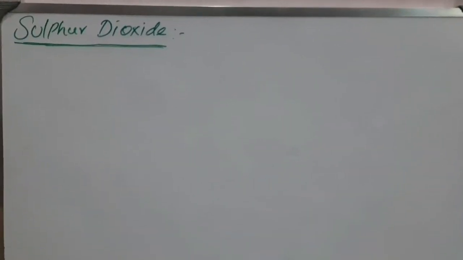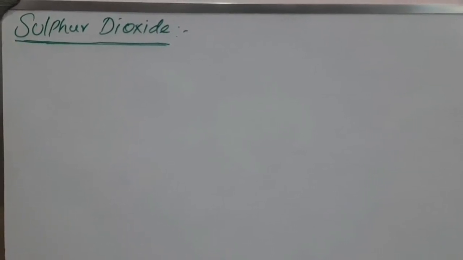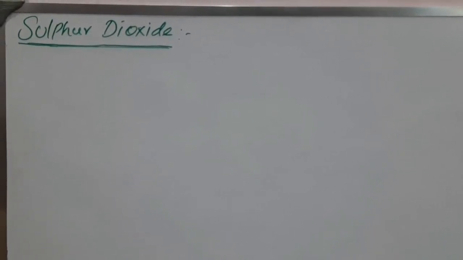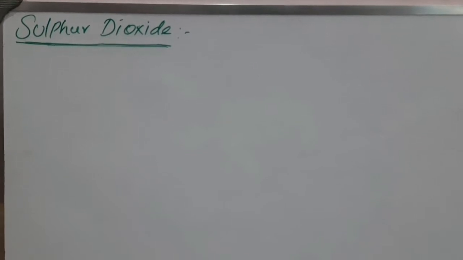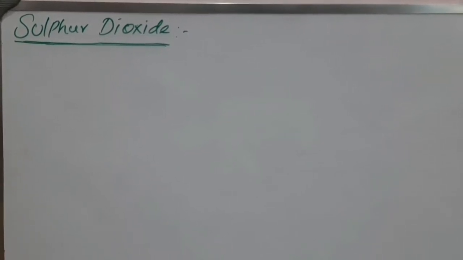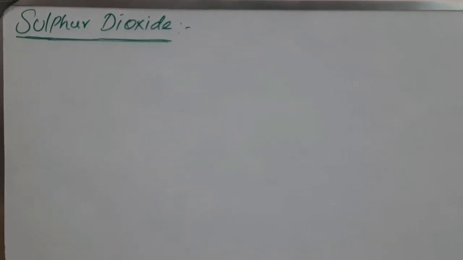Studying group 16 elements: oxygen, next sulfur. Today in class we are going to see sulfur dioxide: its preparation, properties and uses. How is sulfur dioxide prepared by the laboratory method and the industrial method, and its properties and its uses.